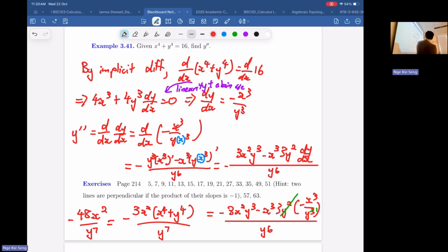Can we do it even more simply? I think it's a bit hard because we got a y cubed here. Can we simplify y cubed or not? Let's say I want to rewrite this as 48x squared over, let's say, 16 minus x to the 4, times y cubed. Can I simplify y cubed? Is there any way to rewrite this y cubed in terms of x? Any idea?